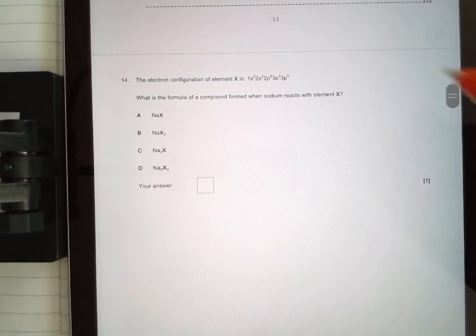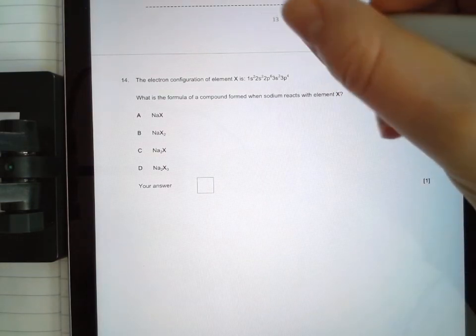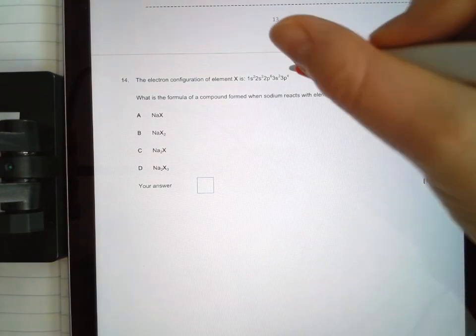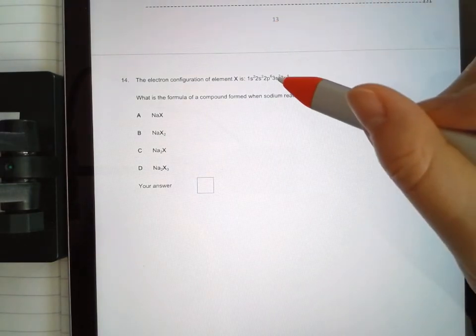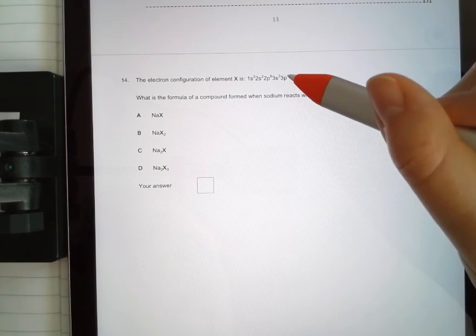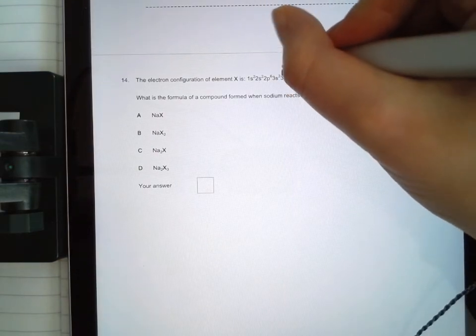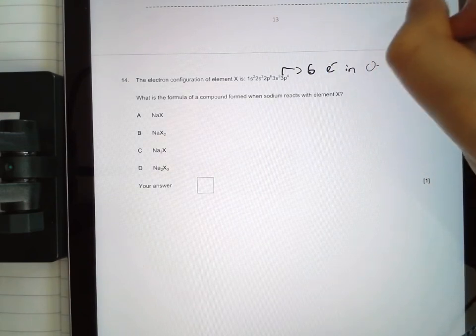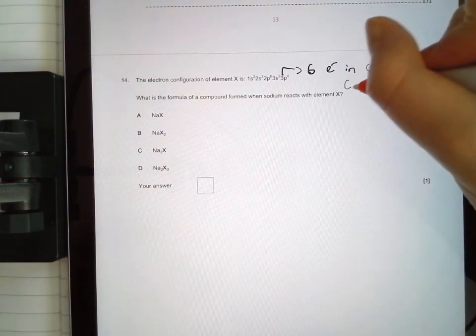This last one, okay? Electron configuration of element X. I don't need to know what element X is. I just need to know what group it's going to be in. So in the outer shell, I've got 2 s electrons and 4 p electrons. That tells me it's got 6 electrons in the outer shell. That tells me it's in group 6.